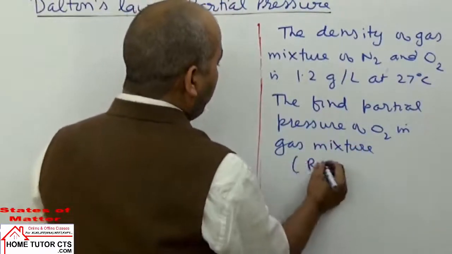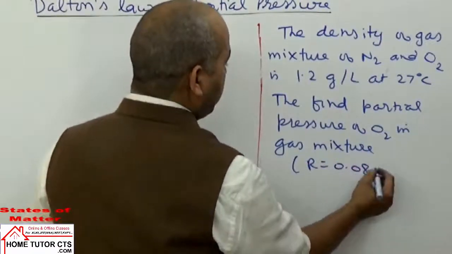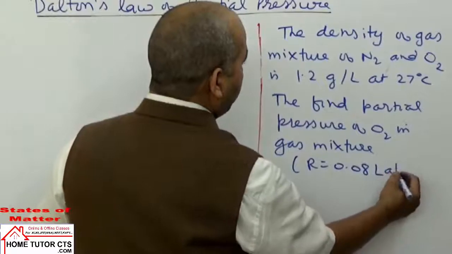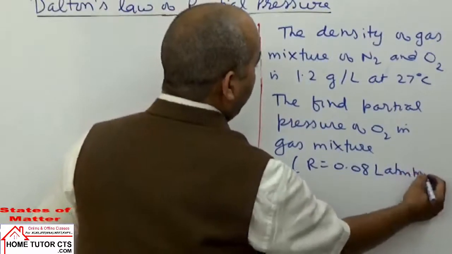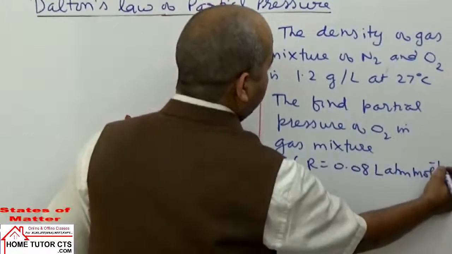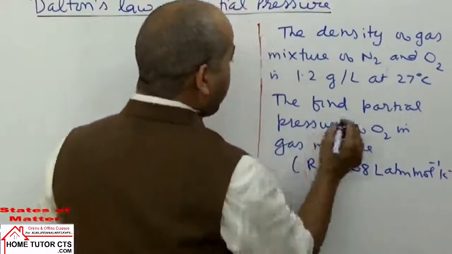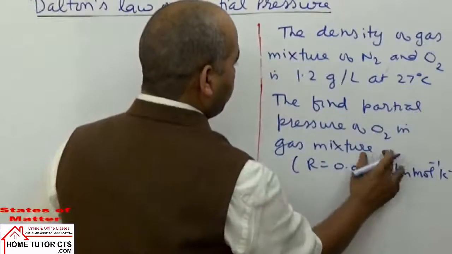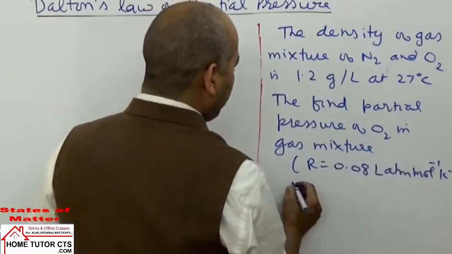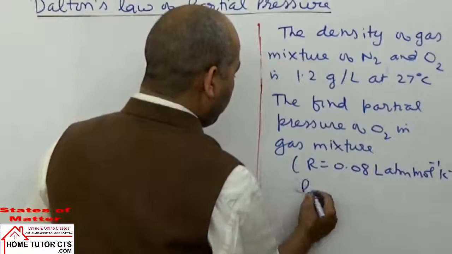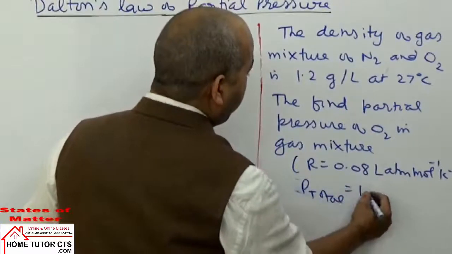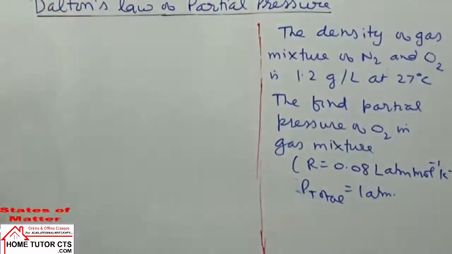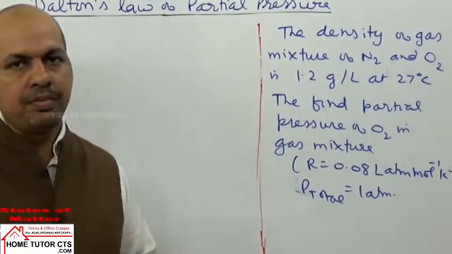Given the value of R, you can take 0.08 liter atmosphere per mole per Kelvin, and the pressure given is how much? 1 atmosphere. Also, the total pressure is given as 1 atmosphere in this question. So try this question yourself.